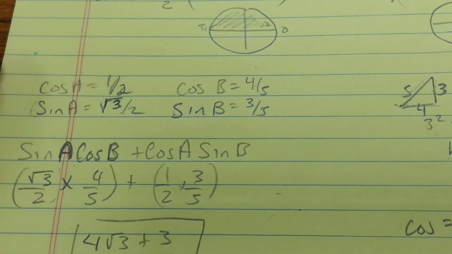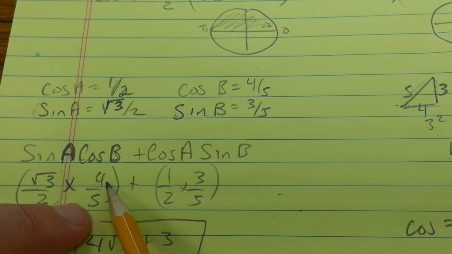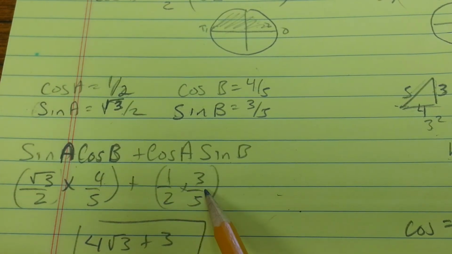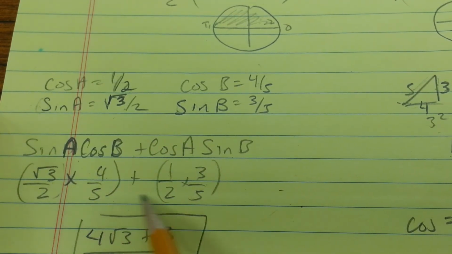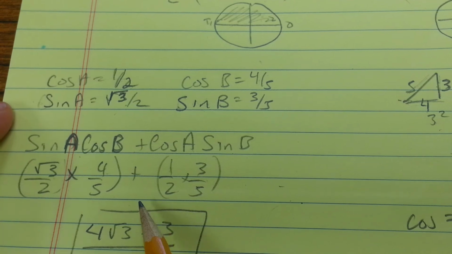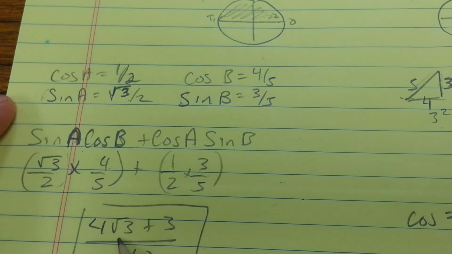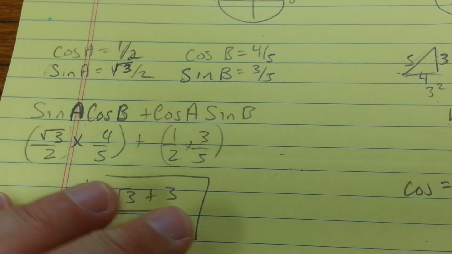Okay? And I'm just plugging in sine of A, √3/2 times cosine B, 4/5, plus cosine A, 1/2, times sine of B, 3/5. And I get, my denominator is going to be 10, okay? So I've got 4√3 plus 1 times 3, and that's 3. So (4√3 + 3)/10, and that's your answer.